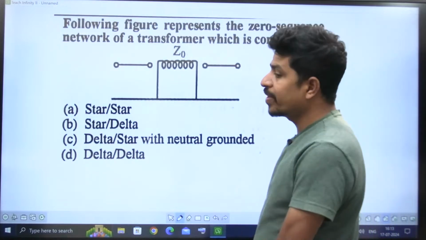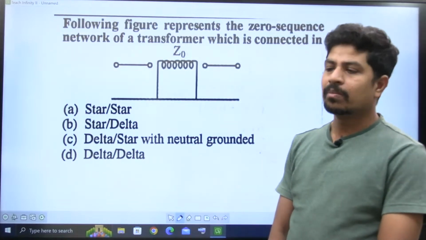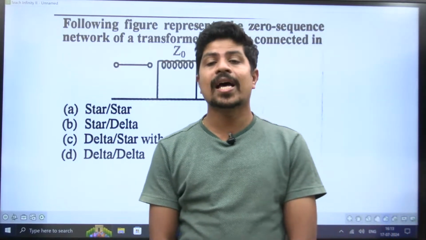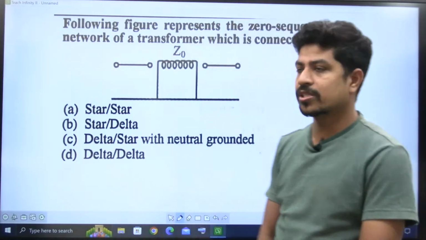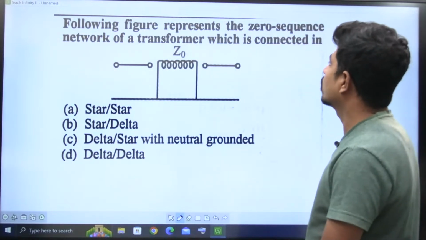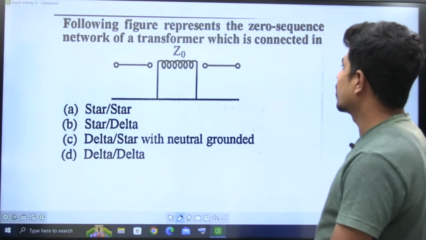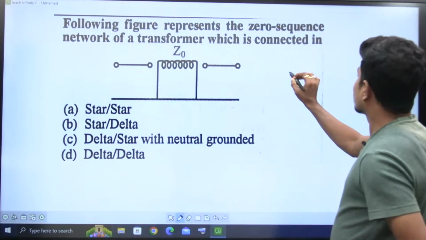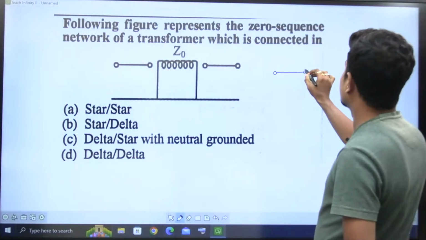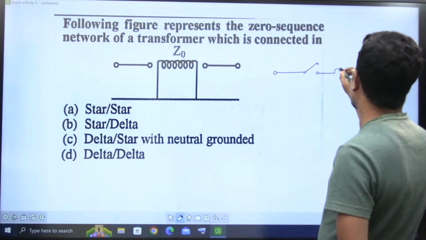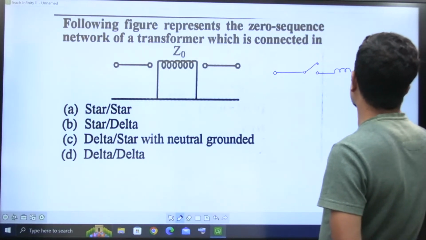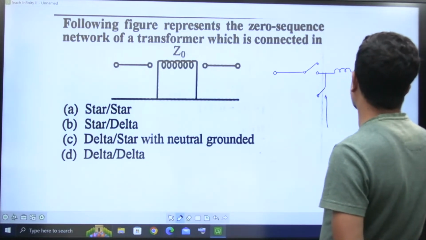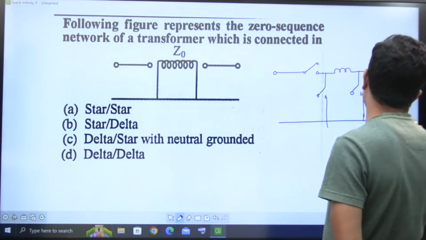So this one we already saw in power system, the zero sequence network of a transformer. I'm saying again, all these are previously asked PSU questions. The following figure represents the zero sequence network of a transformer, which is connected in... The zero sequence network of a transformer has a secondary side series switch and primary side shunt switch, secondary side shunt switch. This is the zero sequence equivalent circuit.